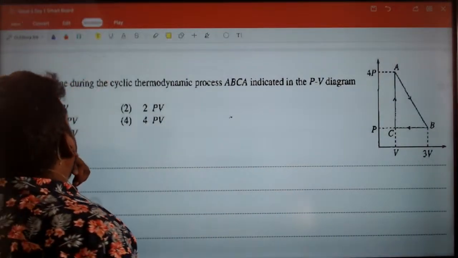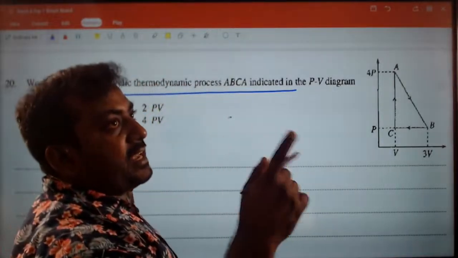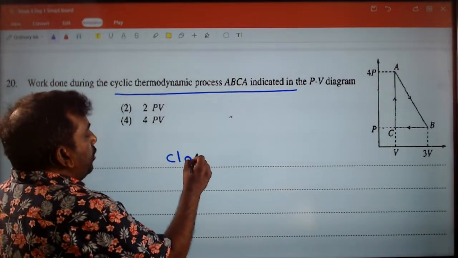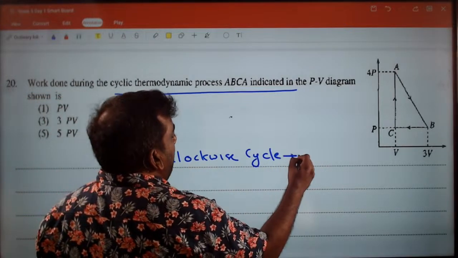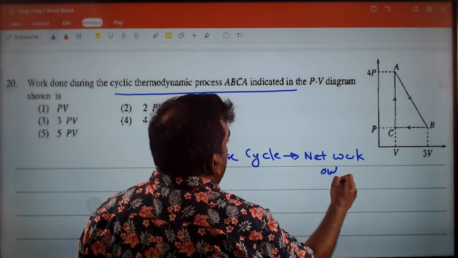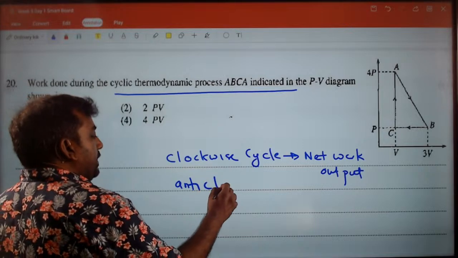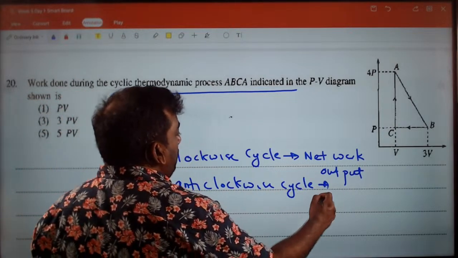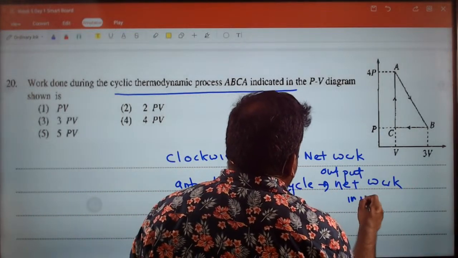Work done during cyclic thermodynamic process. Now you all know, clockwise cycle means net work output. So these things you should remember. Clockwise cycle means net work output. Anti-clockwise cycle means net work input. What else?